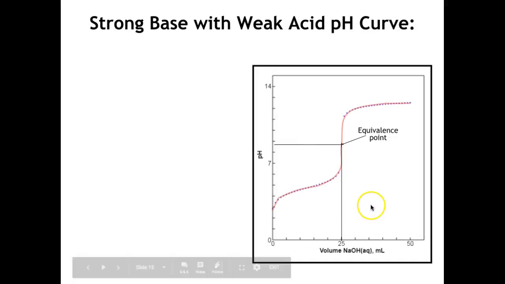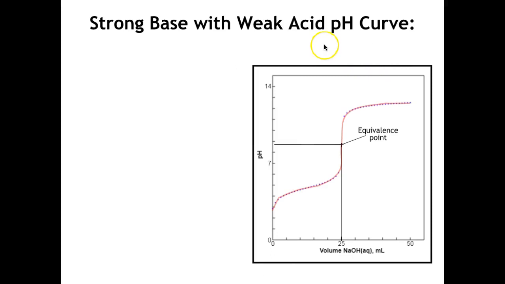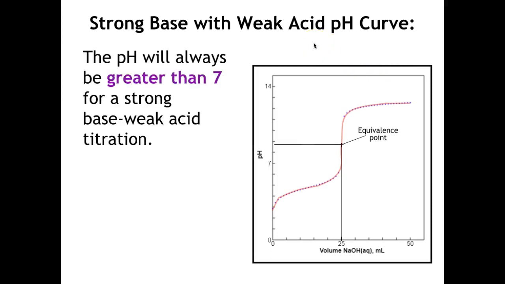So taking a look at this overall, if we plot our points for this titration, you'll see here's our titration curve against pH. The pH will always be greater than 7 when we titrate a weak acid with a strong base, so slightly greater. Here we can see it's almost 9.